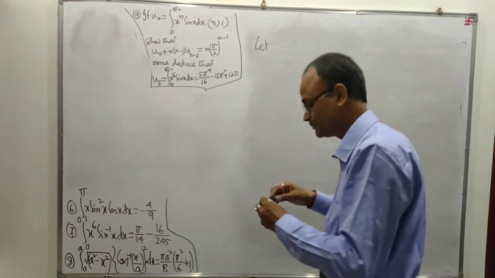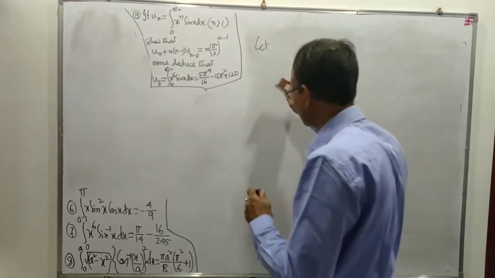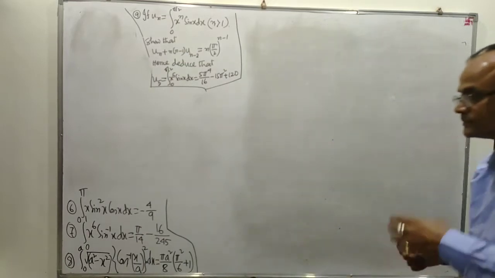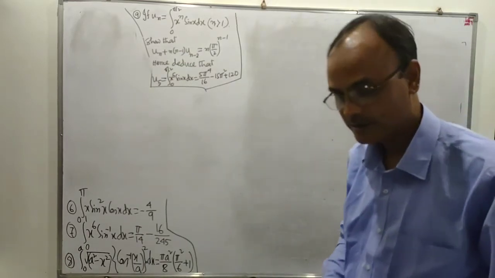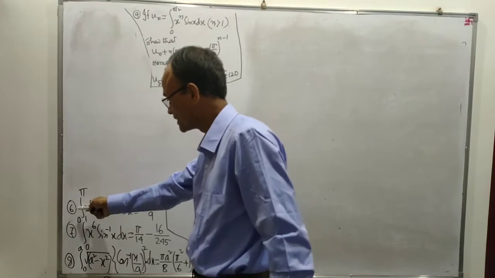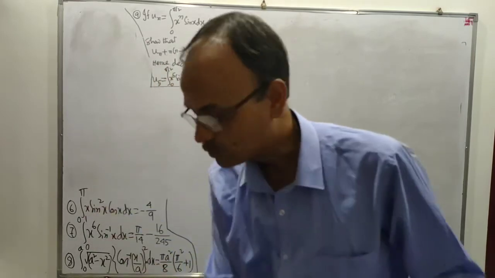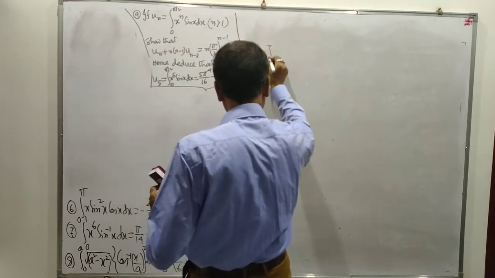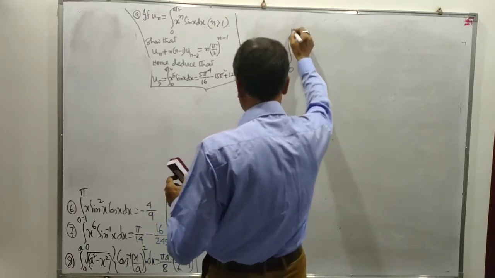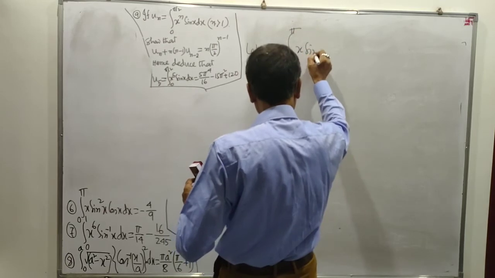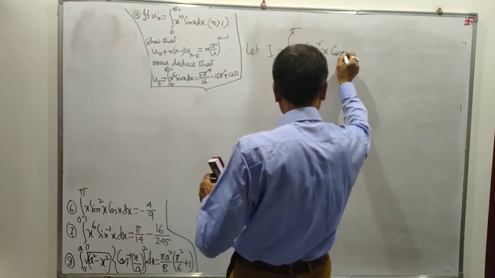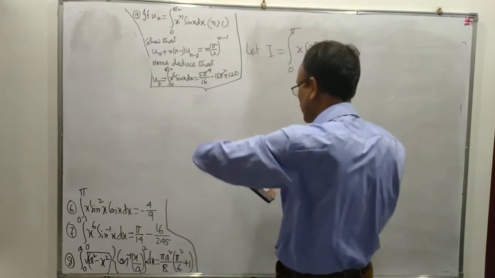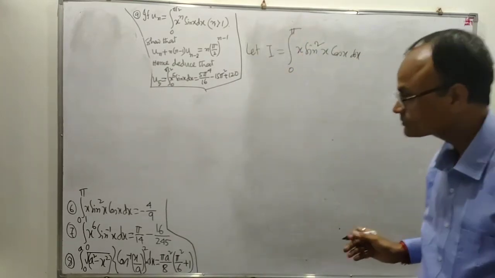Let us try to solve number 6. Let I equal to the integration from 0 to pi of x sin square x into cos x dx.